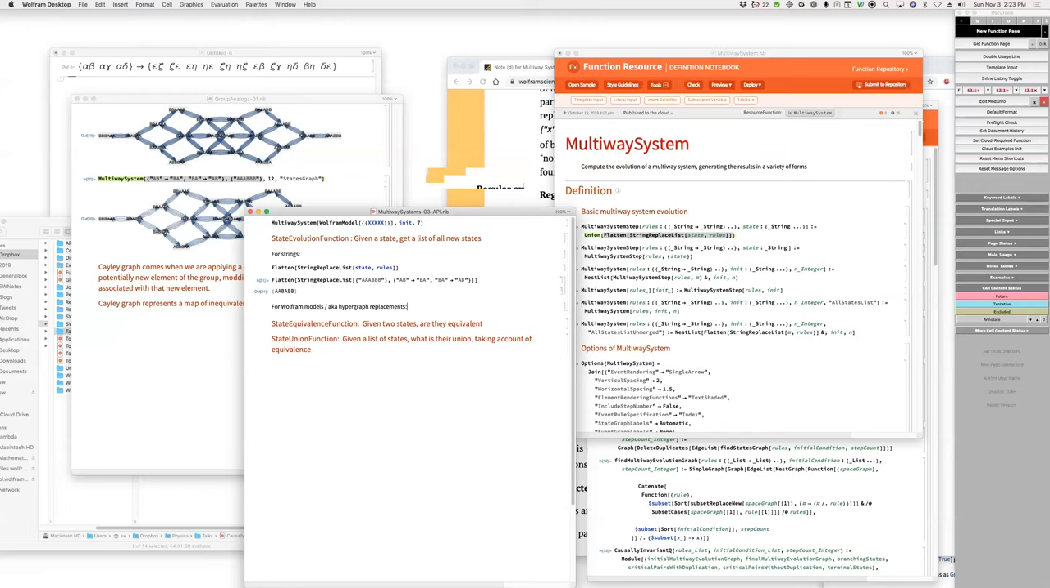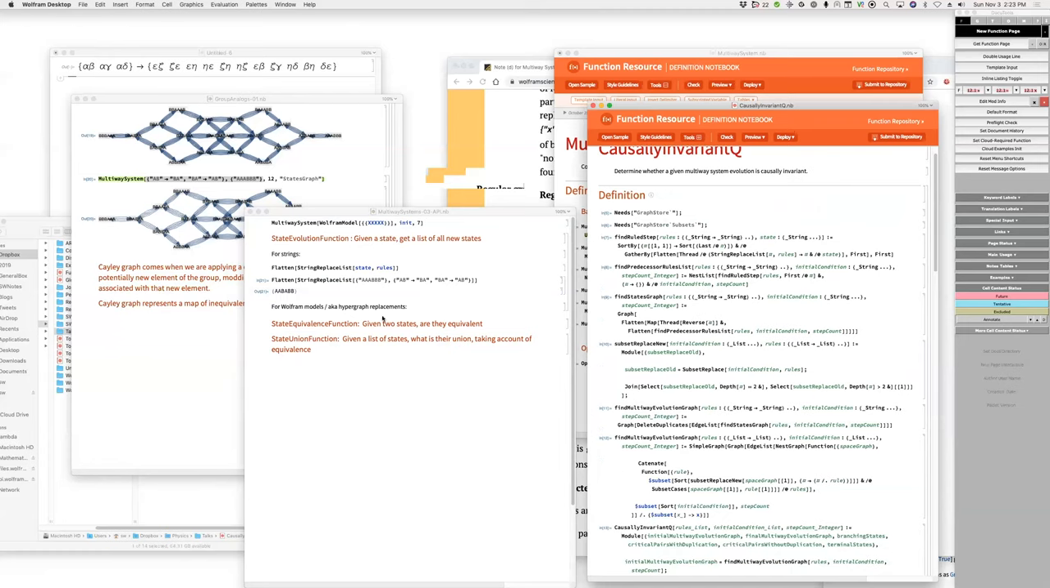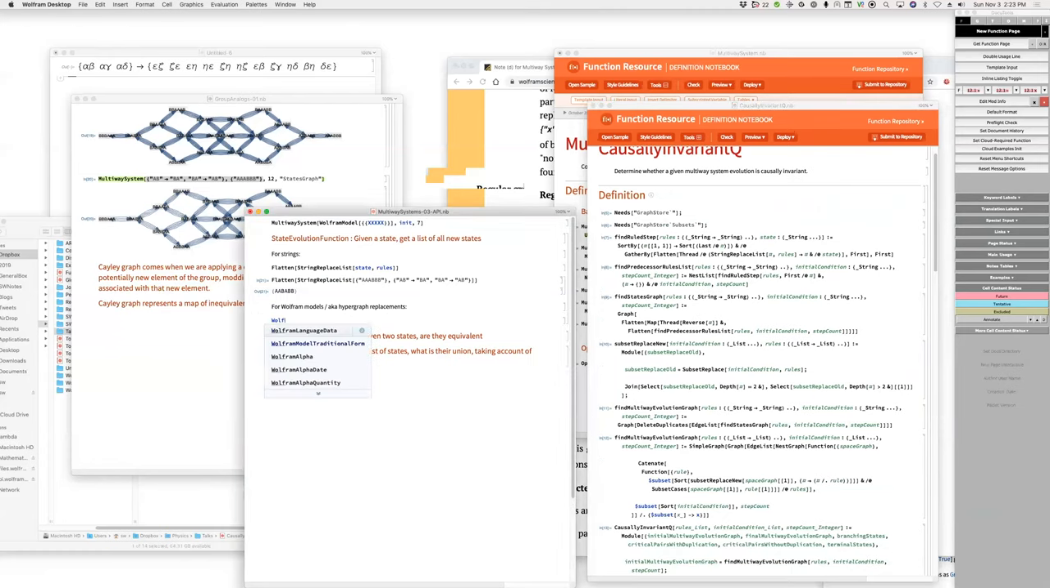Well, we need SetReplaceList. I thought Jonathan had this in terms of Tony's functions. I do. You can get it. It's in CausallyInvariantQ. So maybe what we need is to put it into Wolfram model, which may or may not be a good idea. I think that's going to get super confusing if it's using Tony's code.